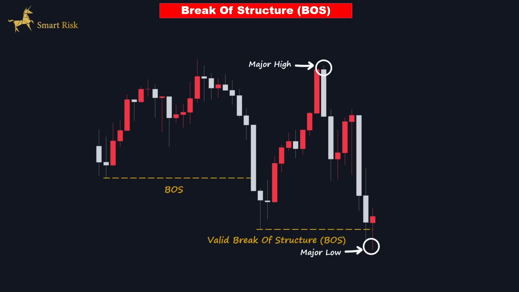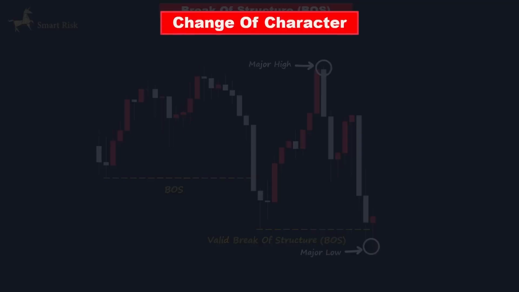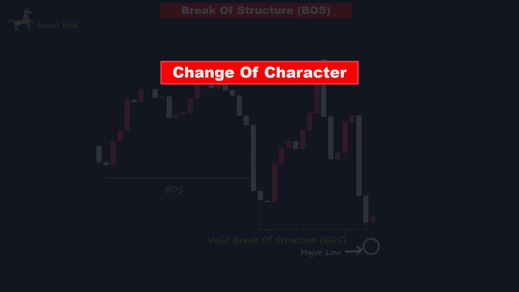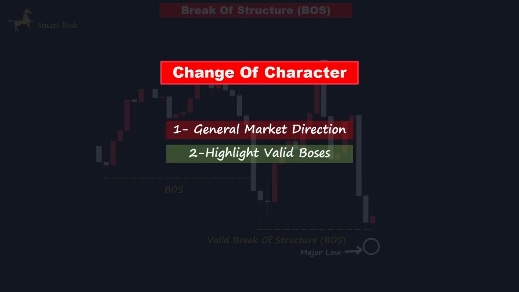Having explored various types and scenarios of break of structure patterns, and now possessing a solid understanding of a valid BOS, let's delve into another key factor of market structure mapping: change of character. To identify a valid change of character, the first step involves determining the general market direction, whether it's in an uptrend or downtrend. Subsequently, you must highlight the valid break of structures on your price chart.